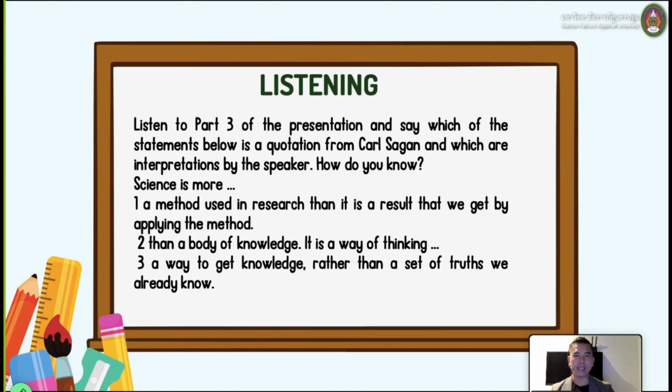Let's go to listening. So listen to part 3 of the presentation and say which of the statements below is a quotation from Carl Sagan, which are interpretations by the speaker. How do you know? Science is more. We have 1, 2, 3 here. 1, a method used in research, that is a result that we get by applying the method. 2, than a body of knowledge. It's a way of thinking. 3, a way to get knowledge rather than a set of truths we already know.